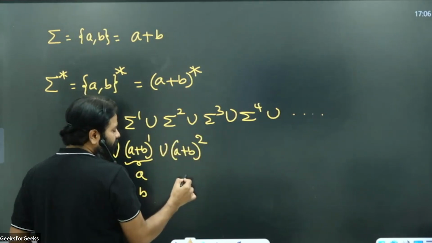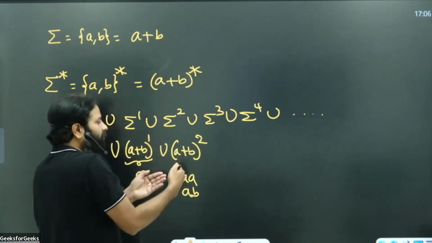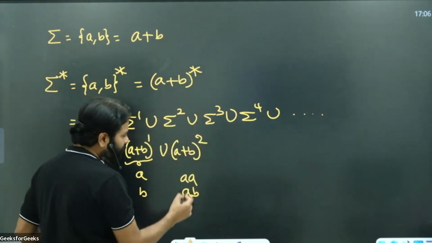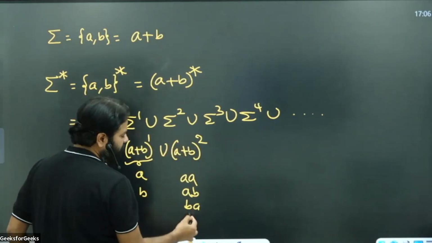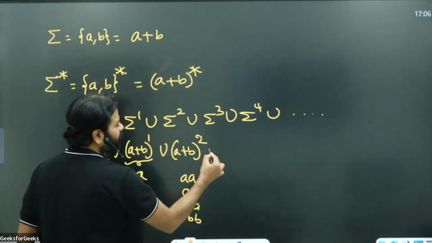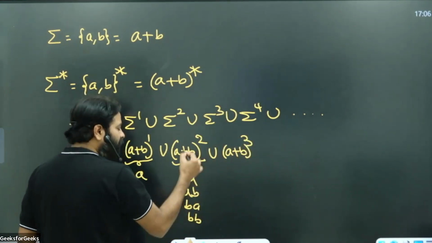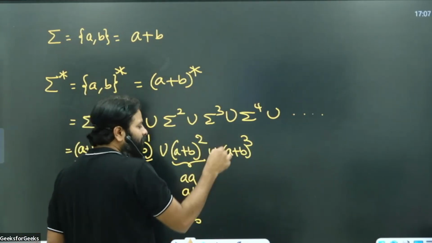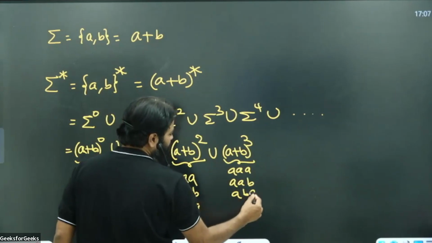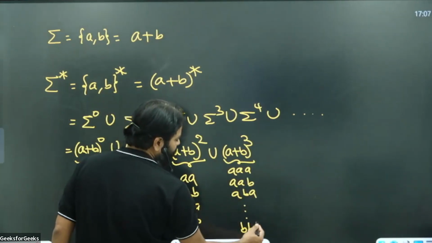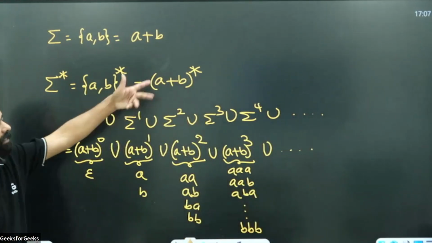when you repeat twice, you can get double A. When you repeat twice, you may get A, B: first time A, second time B. When you repeat twice, first time you can take B, next time you can take A, because there are two choices every time. And when you repeat twice, you can get B both times, double B. Right? Union, power 3, A plus B power 3. Power 2 gives 2 lengths, power 3 gives 3 lengths, because every time you get 1 length. So triple A, A A B, A B A, till you get all the strings, triple B, of length 3. You understood why it has every string in sigma star, A plus B whole star?